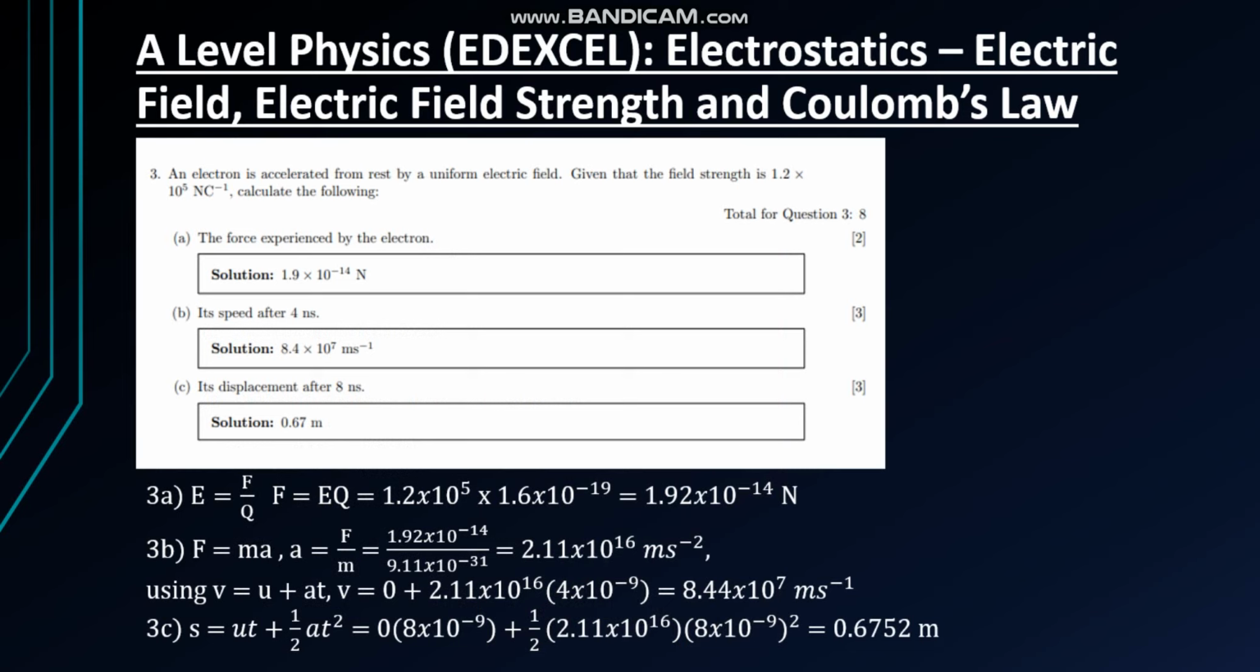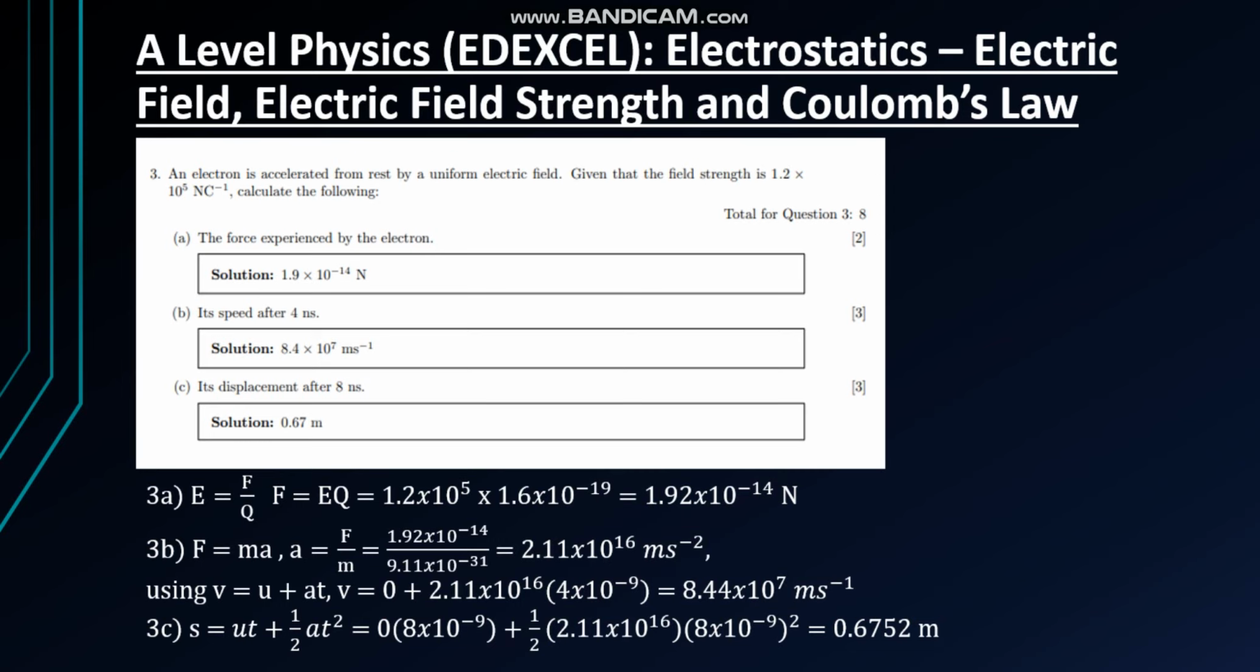And for the next part of this question, it asks us to basically calculate the velocity of the electron after 4 nanoseconds. Now, it's important to note that the quantity which relates both velocity and force is acceleration. So for this second part, we have to use F equals ma, rearranged to make a the subject of the formula, and we substitute in the value for the calculated force from the previous question, which is 1.92 times 10 to the minus 14 newtons, and we divide that by the electron mass, which is given as 9.11 times 10 to the minus 31 kilograms. And we end up with a value of 2.11 times 10 to the 16 meters per second squared.